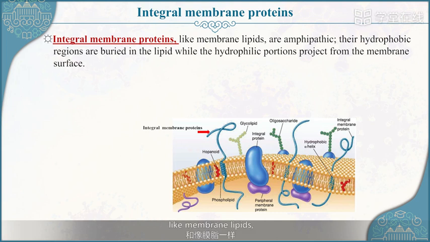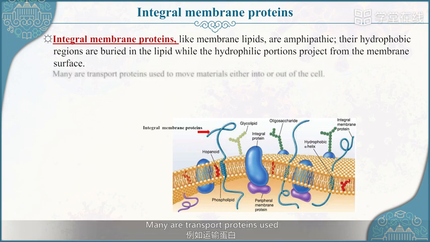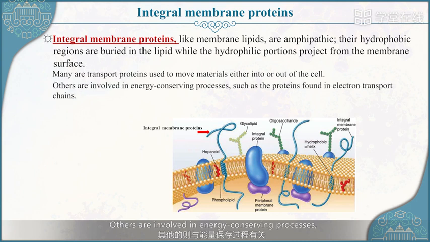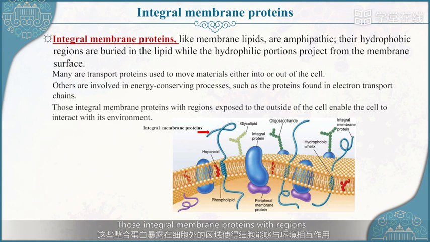Integral membrane proteins, like membrane lipids, are amphipathic. Their hydrophobic regions are buried in the lipid, while the hydrophilic portions project from the membrane surface. Integral membrane proteins carry out some of the most important functions of the membrane. Many are transport proteins used to move materials either into or out of the cell. Others are involved in energy-conserving processes. Those integral membrane proteins with regions exposed to the outside of the cell enable the cell to interact with its environment.